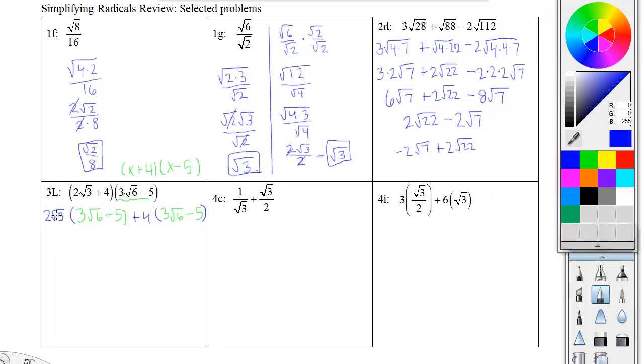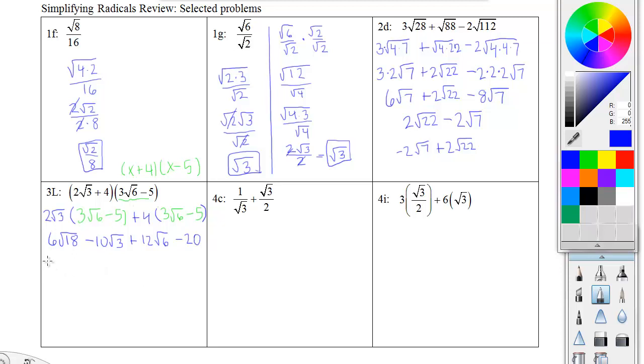So then 2 root 3 times 3 root 6, the 2 and the 3 multiply to give you 6, and then the 3 and the 6 multiply to give you 18. Then 2 root 3 times 5 is 10 root 3, and 4 times 3 root 6 is 12 root 6, and 4 times negative 5 is negative 20.